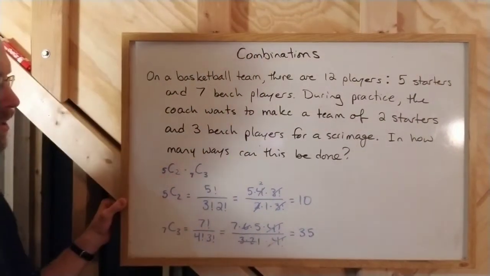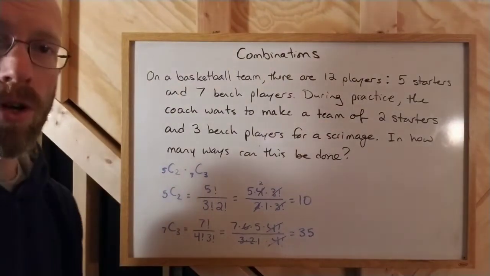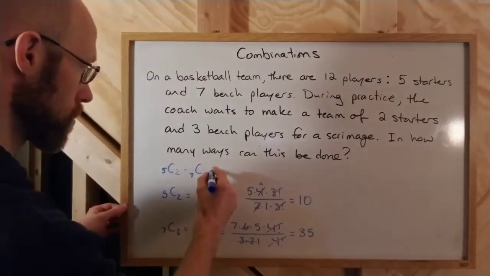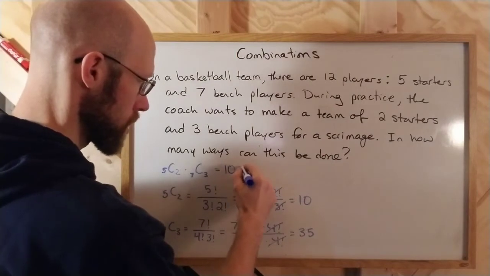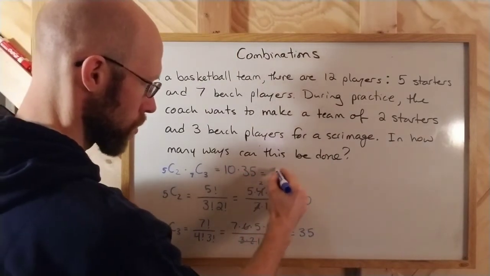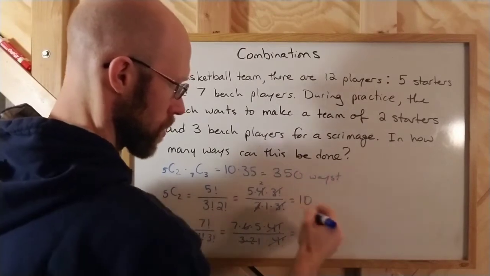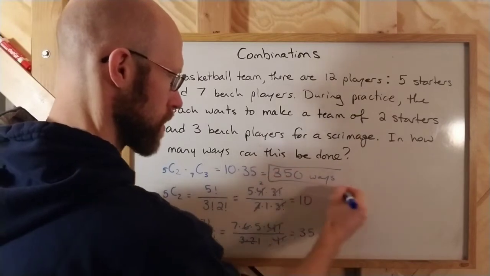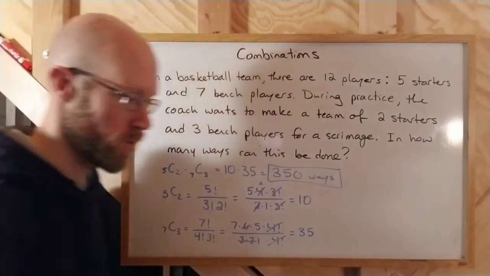Okay. So the end result, the number of ways that these players can be chosen, or the number of teams essentially that he can make, is going to be the product of these two numbers, which is 10 times 35, or 350 ways. Put a T there. There we go. So there are 350 ways to create that team for the scrimmage.